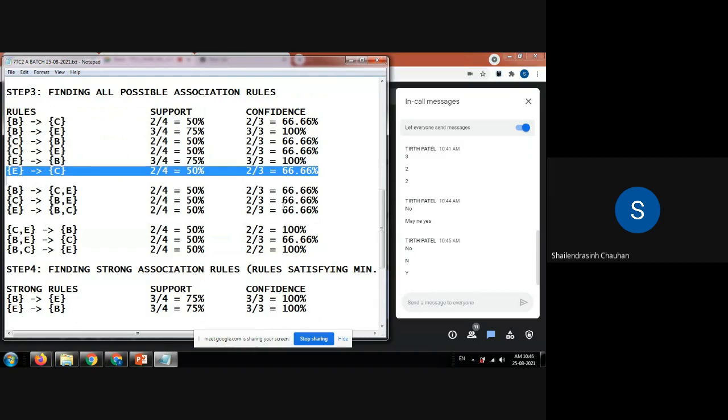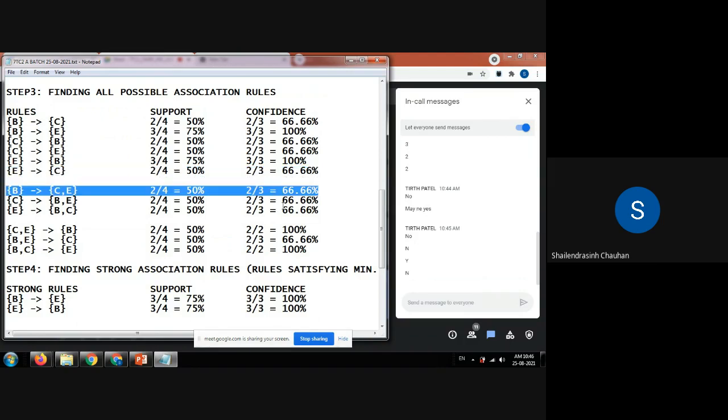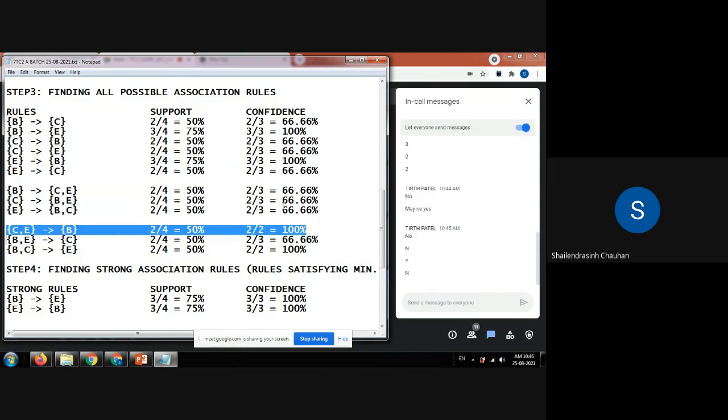Can you consider this as strong rule? No. This also no, this no, this no, this. Is this strong rule? No, based on what?